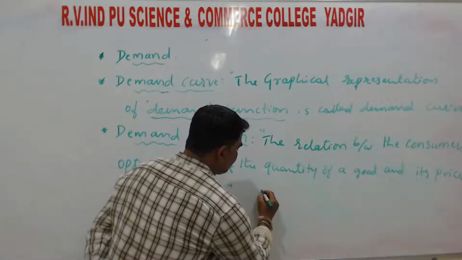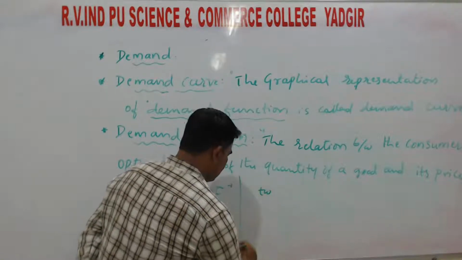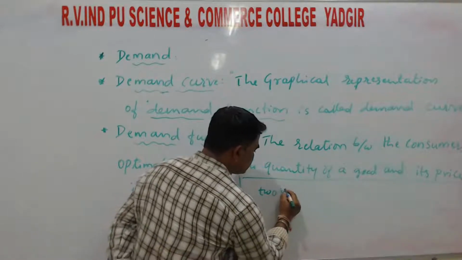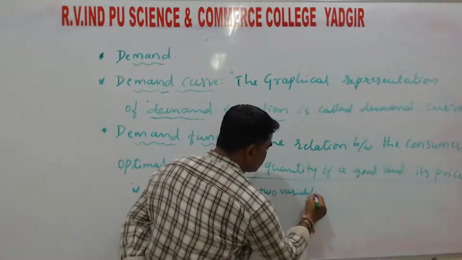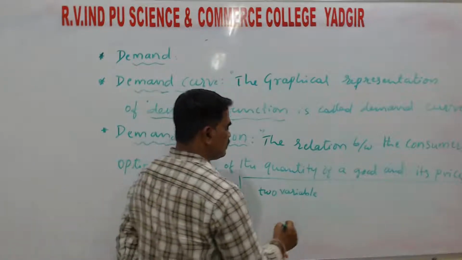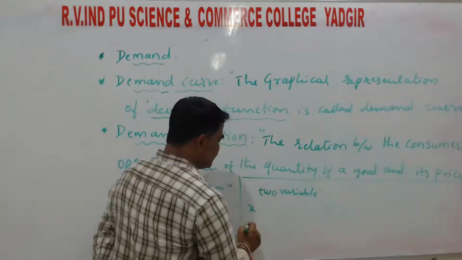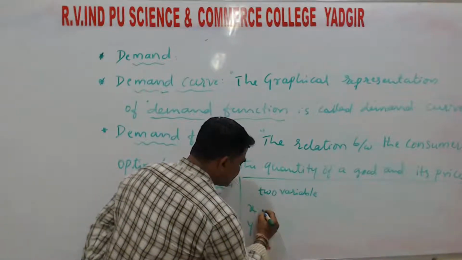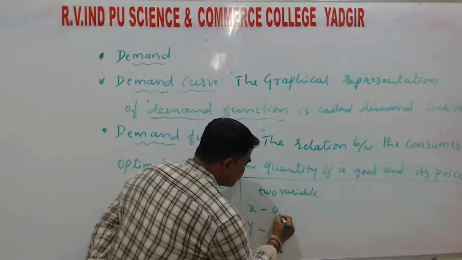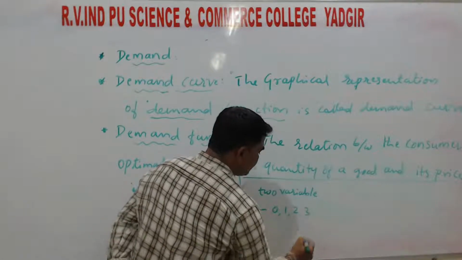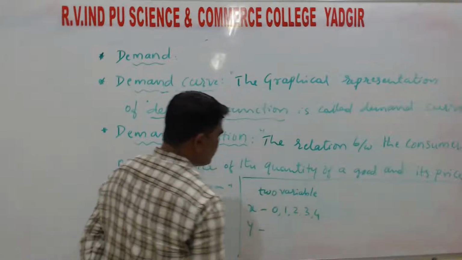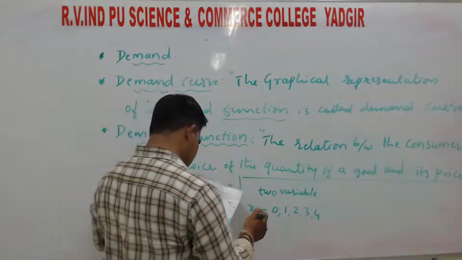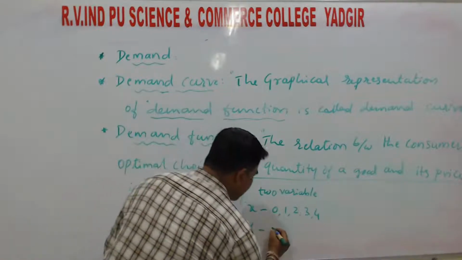Suppose we have two variables, as I said. I'll use this space for an example. X is a variable and y is one more variable. So here we'll take an example. The x values are given here: 0, 1, 2, 3, 4, and the y values are also given. I'll take the same example here: 10, 15, 18, and 20.